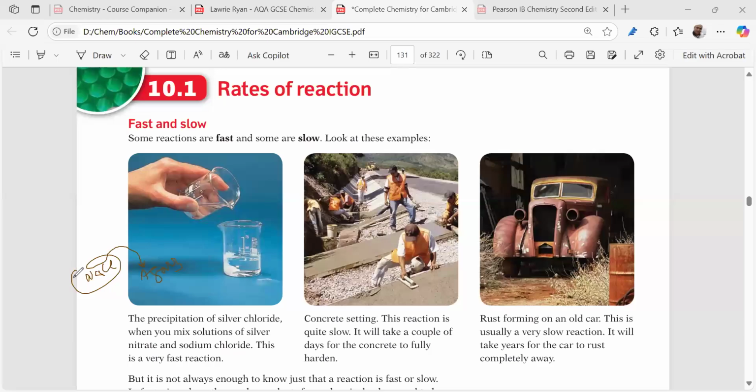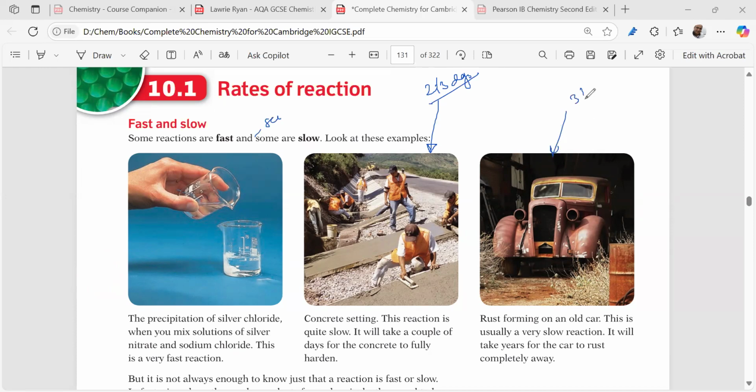If you take NaCl and add it to AgNO3, what happens? Immediately you see the precipitate come away, within seconds. Second, suppose the laying of roads. The cementing takes how much time to harden? It takes almost 2 to 3 days to harden. So it takes 2 to 3 days for the reaction to complete. Here it takes seconds. Now there are reactions, suppose rusting.